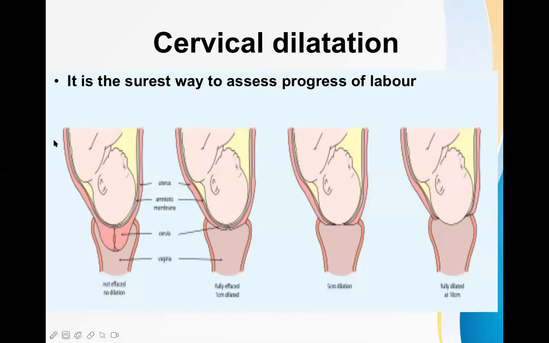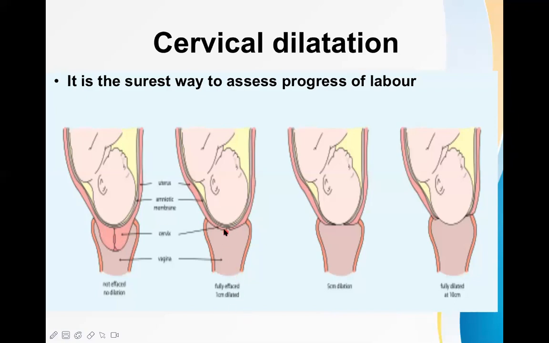Now, first of all, let's see this picture. See here. In this picture, there is no effacement and no dilatation of the cervix. So this is the external os. Here is the vagina. This is the cervical canal. Every student can see. So there is no effacement. The cervix has not gotten thinner. It has not drawn up. So no effacement, no dilation. We can find it out by per-vaginal exam.